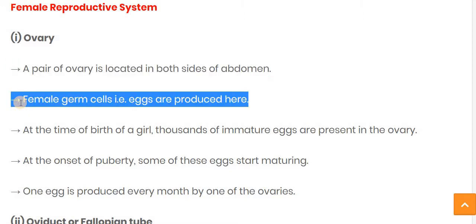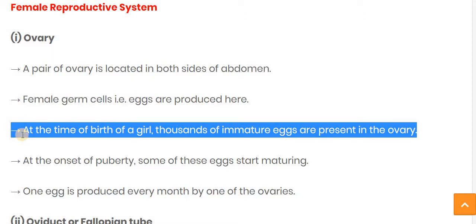The female germ cell is called the egg, or you can say the ova, and it is produced in the ovary. A female germ cell means the egg, or the ova, is produced in the ovary.